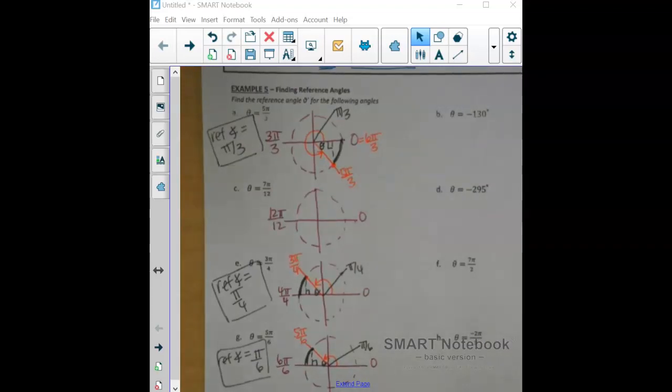Fatima, what quadrant do you think 7 pi over 12 is going to be in? I know it's going to be in 1 or 2, but which one? Why 2? It's greater than 6. Why are you saying greater than 6?